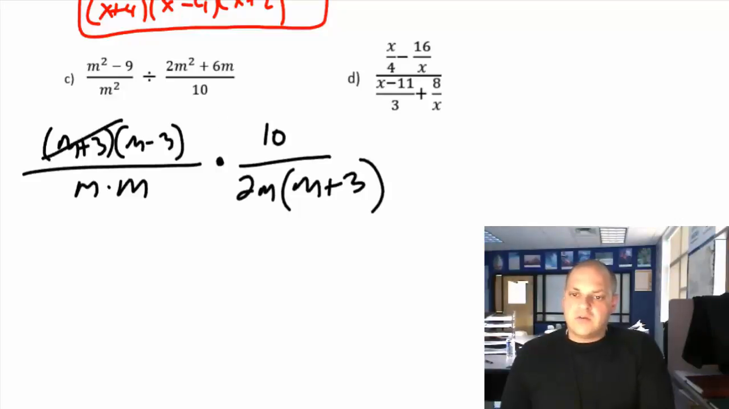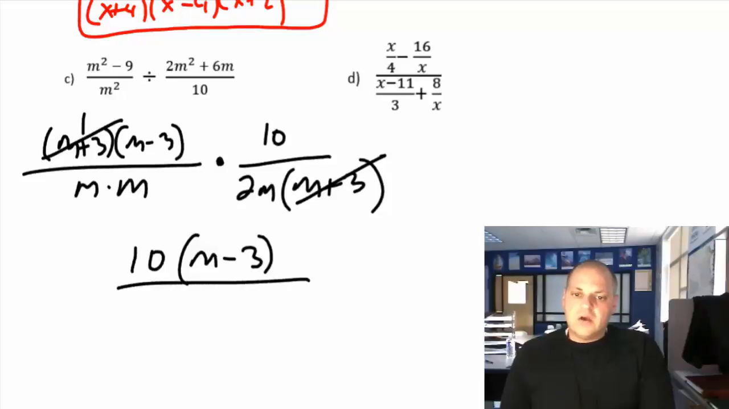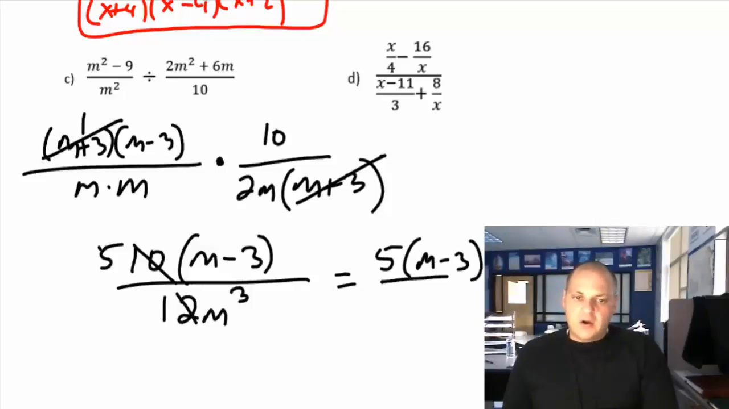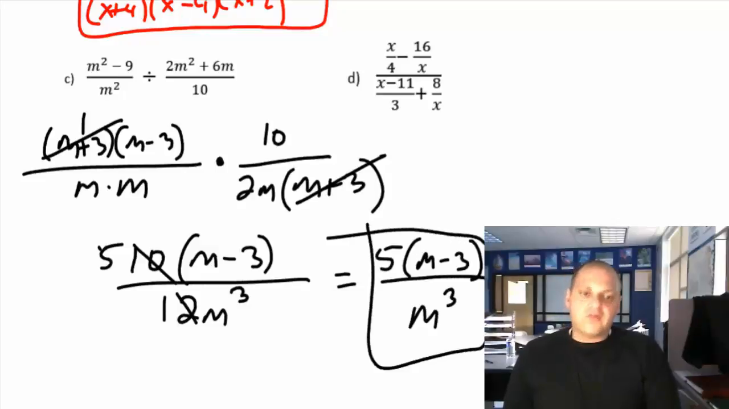And all I can do is go M plus 3 is 1. And it looks like that's it. I have 10 m minus 3 over 2m to the third power. That's it. I'm sorry, 10 over 2. 10 over 2 is 5 over 1. So I actually have 5m minus 3 over m to the third.